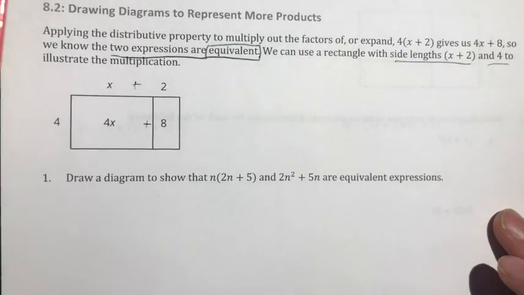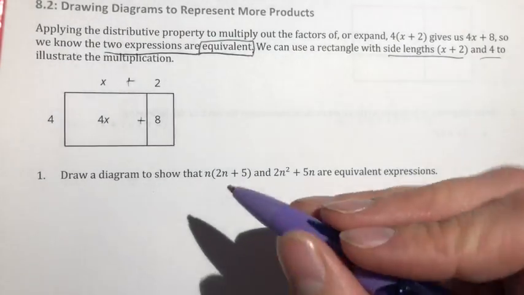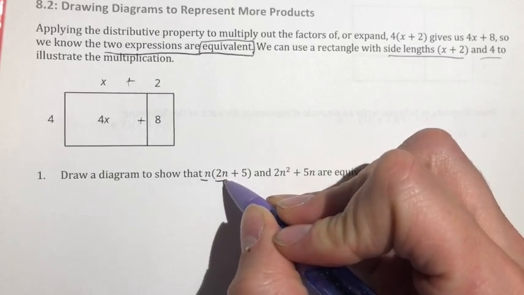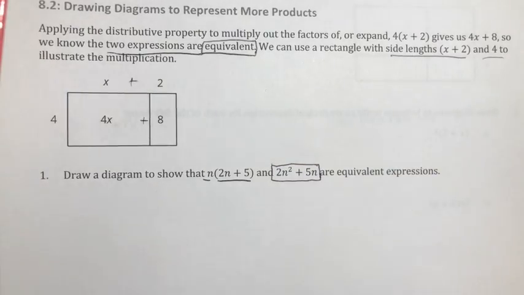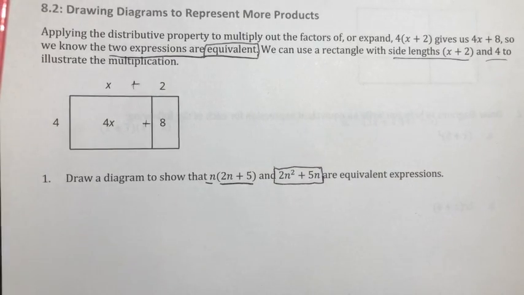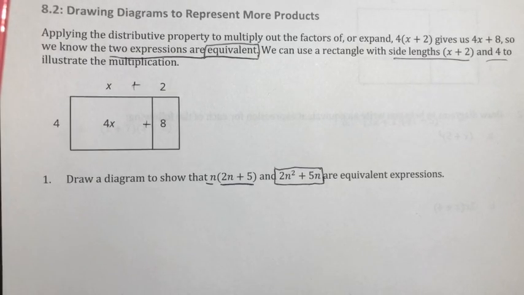All right, so we're going to make sure we have a little quadratic one down below. So draw a diagram to show that n times (2n plus 5) is the same as this. Show that those two are equivalent. All right, so again, practice. Try to draw a diagram like this, or try to draw two diagrams if you can.